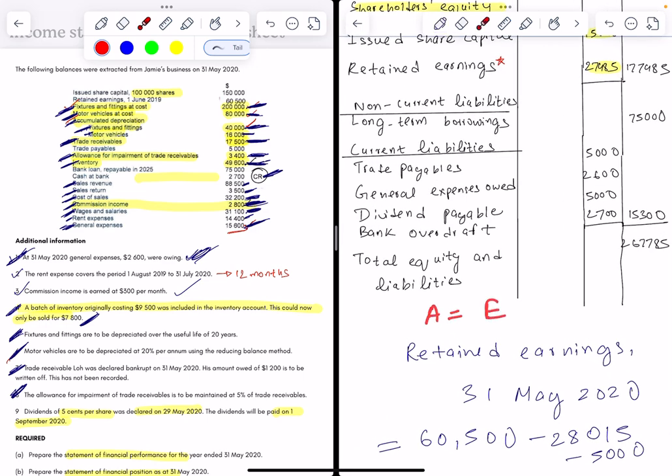And the balance sheet is entirely built upon the accounting equation, which is assets equal to equity plus liabilities. So the total of all assets must be equal to the total of all equity and liabilities. In other words, you can also say that all the assets in the business are either financed by you or financed by debt, which is the liability.